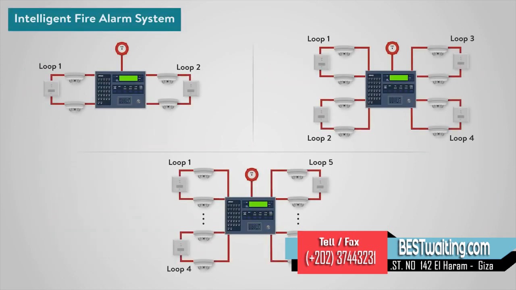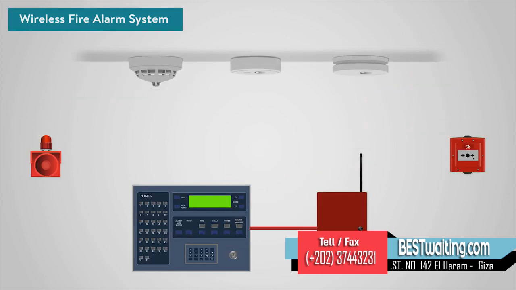Intelligent fire alarm systems are available in 2, 4, and 8-loop versions, which means large premises can be monitored from one single panel. The final type of system we will consider is the wireless fire alarm system.